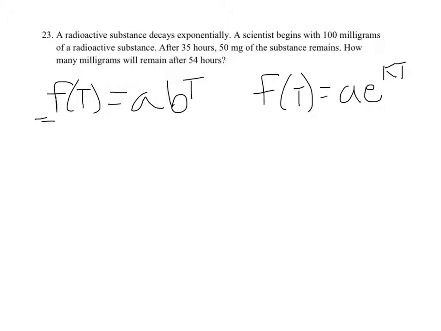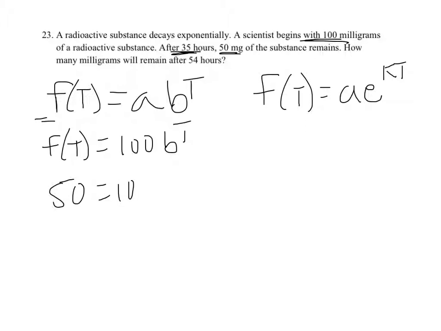So they're telling me that we start with 100 milligrams. So that tells me that A is 100. Then they're telling me after 35 hours I have 50 milligrams left. So that's Y equals 100 times B to the 35th. And then solve this for B, divide by 100, gives you 0.5.